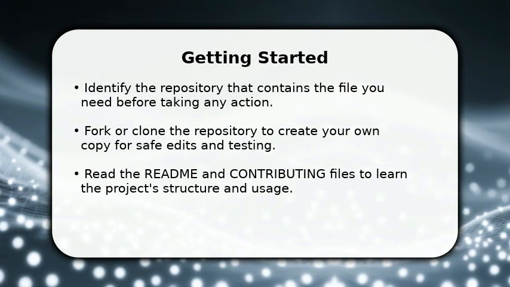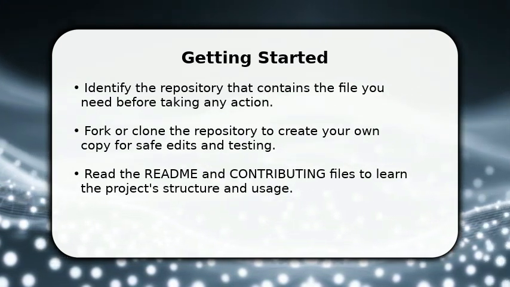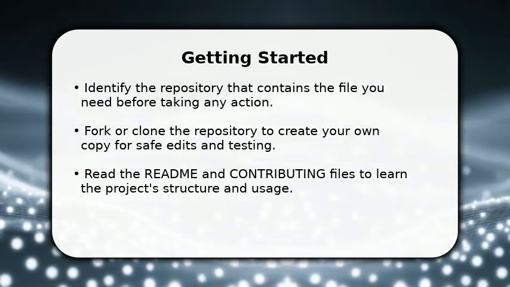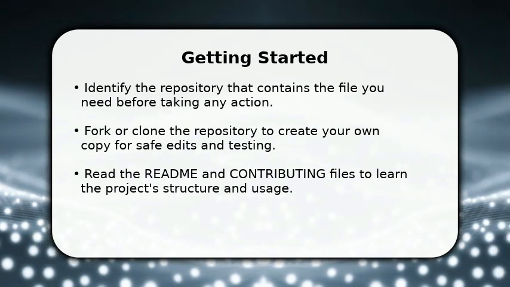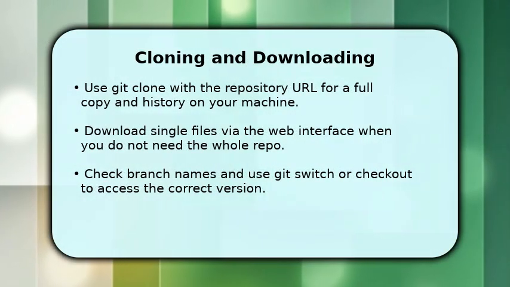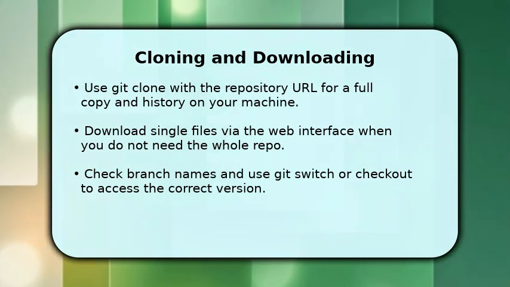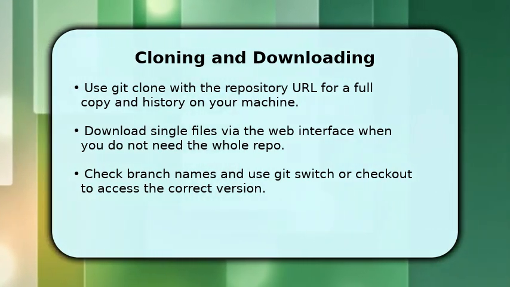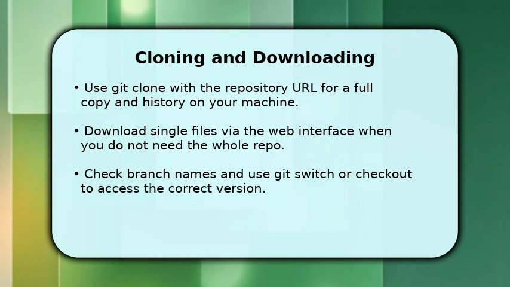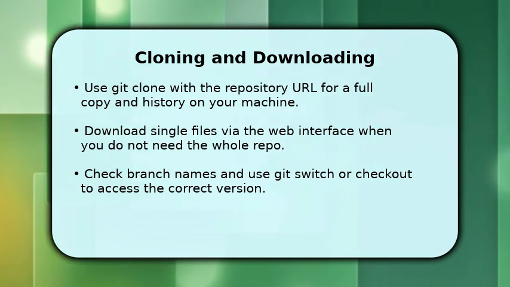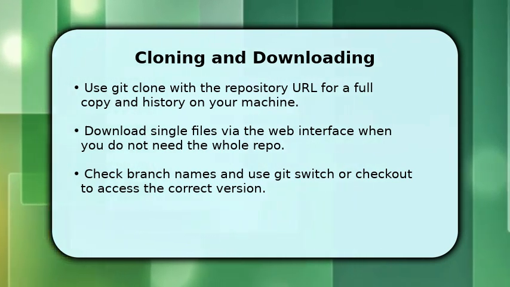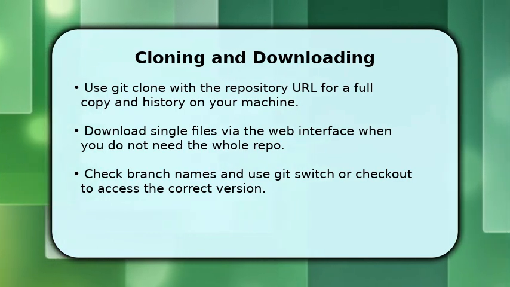Finally, open the file in your editor, run any setup commands listed, and test changes in a branch before merging back. To work locally, use git clone with the repo URL, which gives you full history and branching. If you only need one file, download it from the web interface to save time. Remember to switch to the correct branch with git switch or git checkout before making edits.